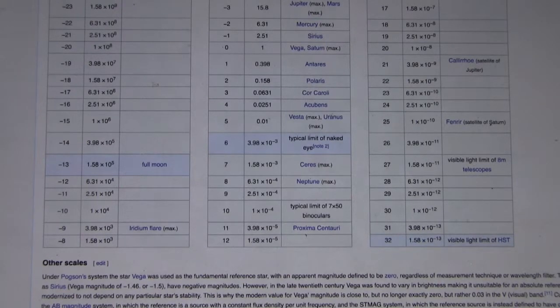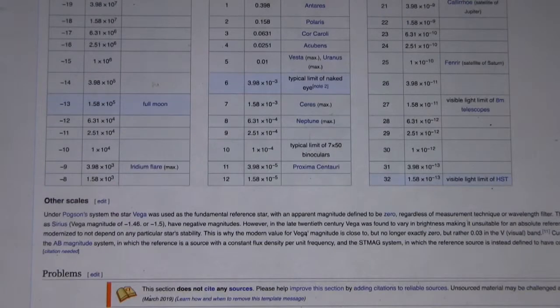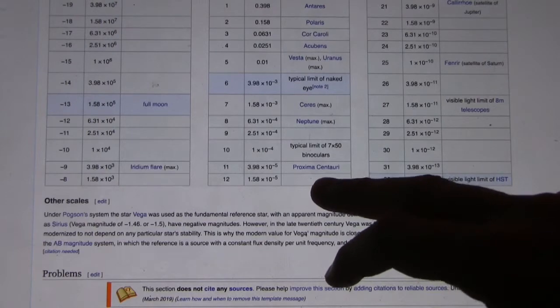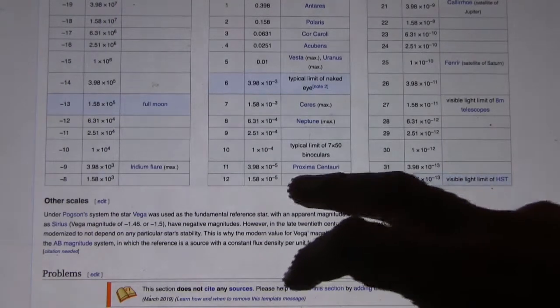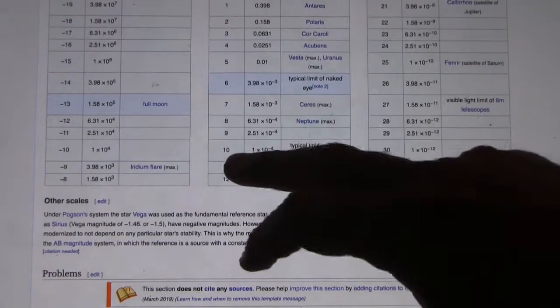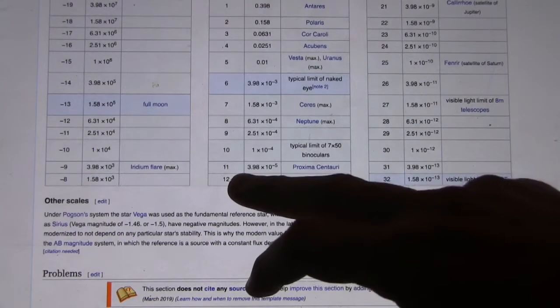Ceres is a dwarf planet in the asteroid belt. Okay. And then here's the star Proxima Centauri. It's the nearest star to us, aside from the sun. And it's really faint, right? It says the typical limit of binoculars is magnitude 10. It's even fainter than that.